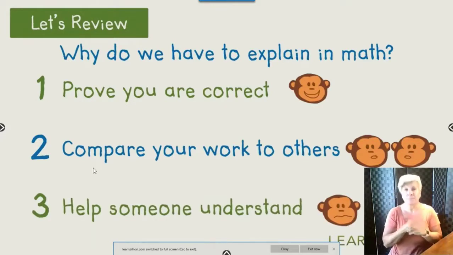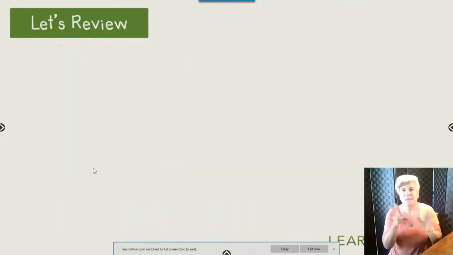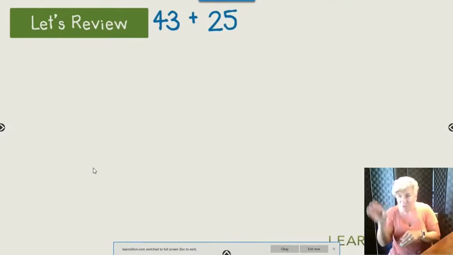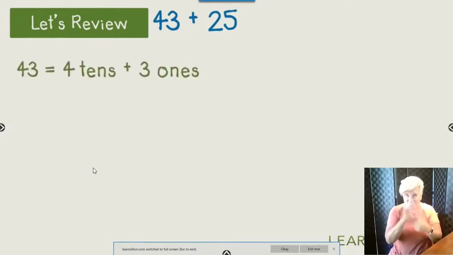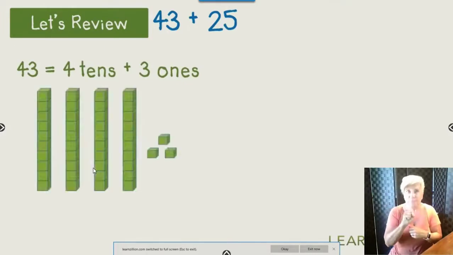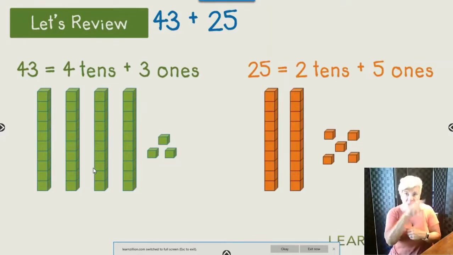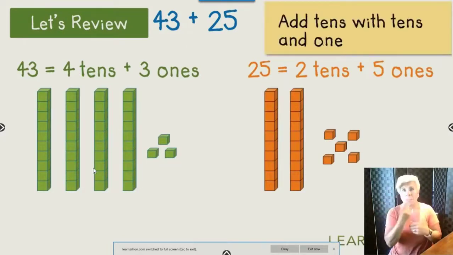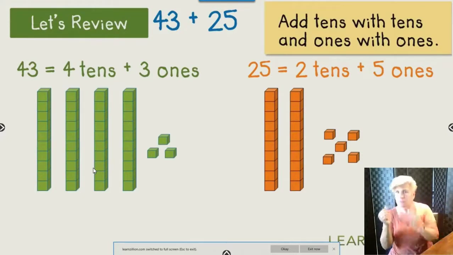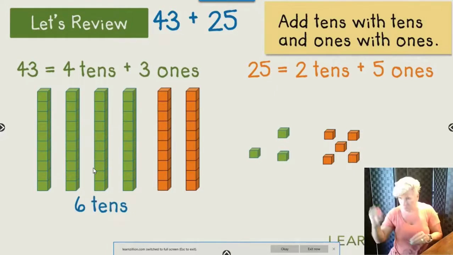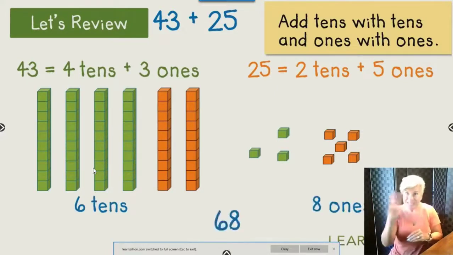During this lesson, we're going to use the properties of addition to prove our answers are correct. Remember that place value can help us to explain an addition problem like 43 plus 25. If we break each number into tens and ones, 43 is 4 tens and 3 ones, and 25 is 2 tens and 5 ones. We always put tens with tens and ones with ones, so we could act out the problem by moving the tens and ones together. We end up with 6 tens and 8 ones, or 68.